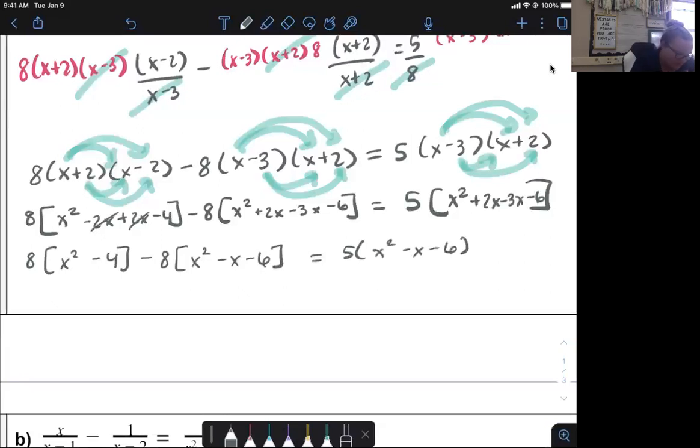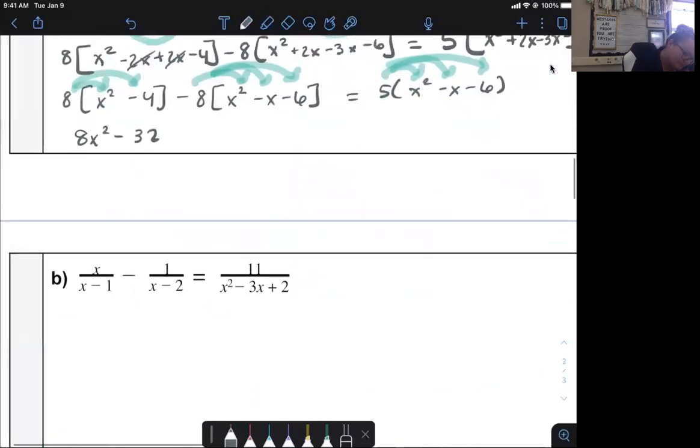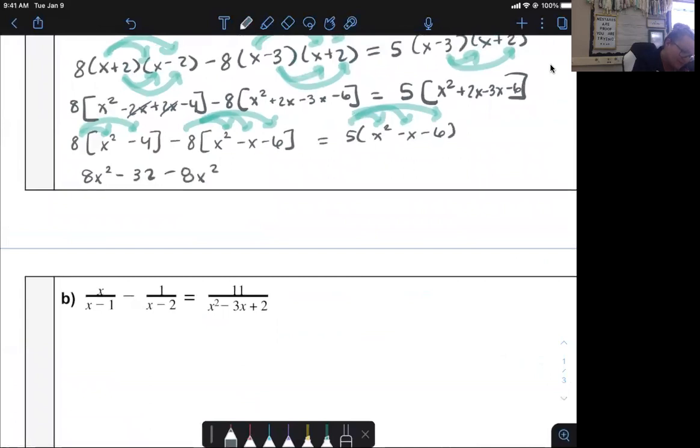All right, now we need to distribute the 8, the negative 8, and the 5. So 8x squared minus 32 minus 8x squared minus positive 8x plus 48, right? Okay, equals 5x squared minus 5x minus 30. Simplify what we can. 8x squared minus 8x squared cancels. We're going to have 8x. 48 minus 32 is 16.